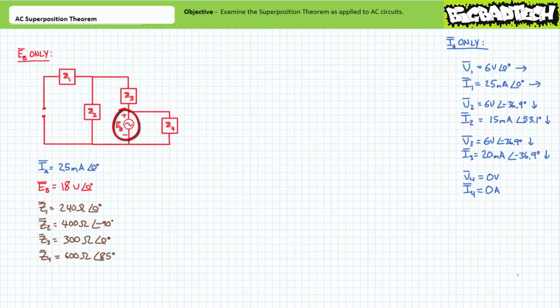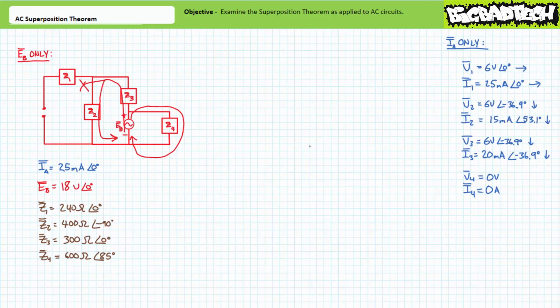When sinusoidal AC voltage source EB is our source of interest, we need to remove sinusoidal AC current source IA by replacing it with an open. Note, when the circuit is redrawn, the as-analyzed circuit, including the open, the nature of this circuit is fundamentally changed in that no current will travel through impedance element Z1.